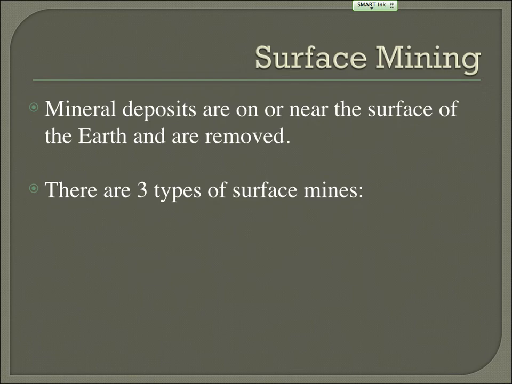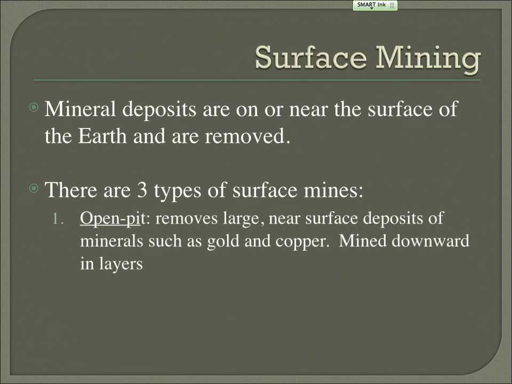There are 3 types of surface mines. An open pit mine is when they remove large near surface deposits of minerals such as gold and copper just by digging them. They don't actually have caves and stuff for this. And they mine them downward in layers. We also have quarries, which is what we have in our area. Usually it looks kind of like a big hole, and they're just chiseling out stone, crushed rock, sand, and gravel. Again, all of this is for economical purposes. So they take this to be made into something else.